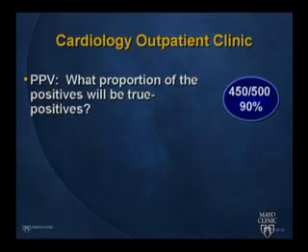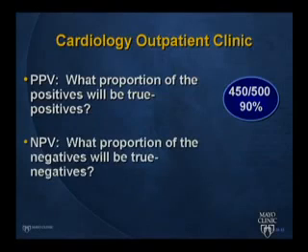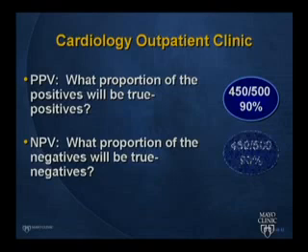Now, what about negative predictive value? What's the rate there? What's the negative predictive value? With 500 negative tests, 450 of them are correct. So it's a 90% negative predictive value. Again, that's a number that we can safely work with.